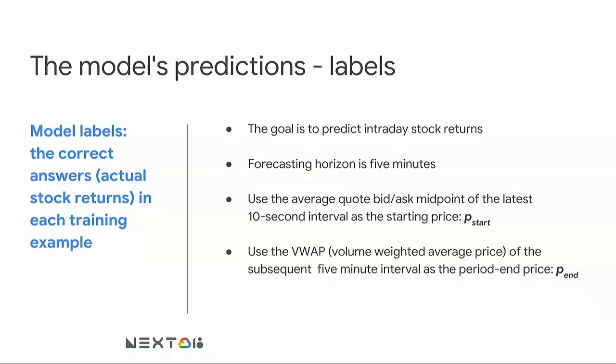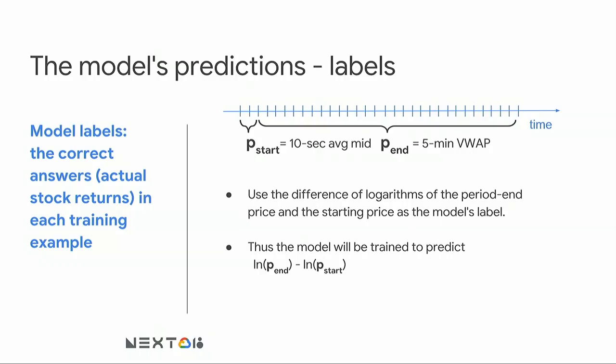And this is actually relevant because when you schedule sub-orders, you want to know what will be the VWAP, not just some price at some random point in time, but VWAP may be more relevant here. So this is the picture that illustrates what exactly we're doing. We are calculating the average midpoint. We're calculating the VWAP for the next 5-minute interval, and we take the logarithm of those two values, and the difference of logarithms is the label that we're going to be using for training the model.